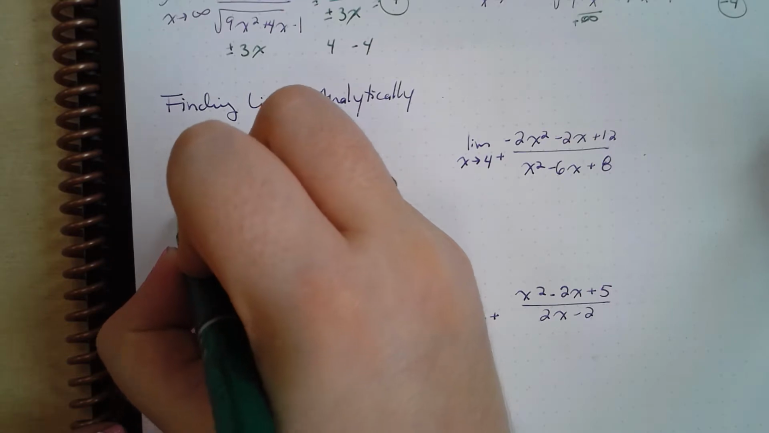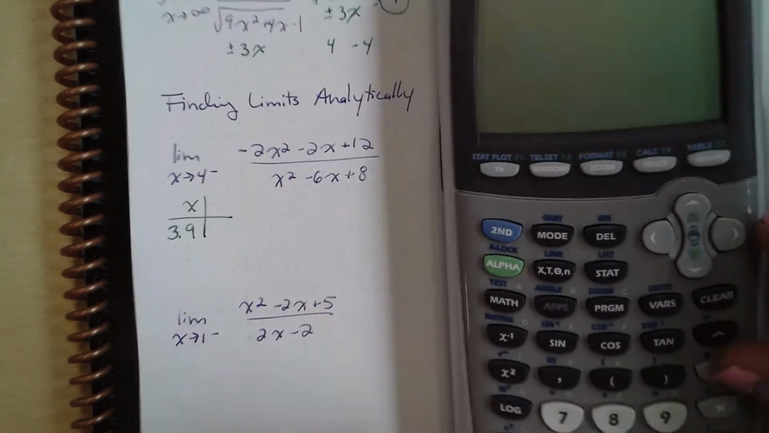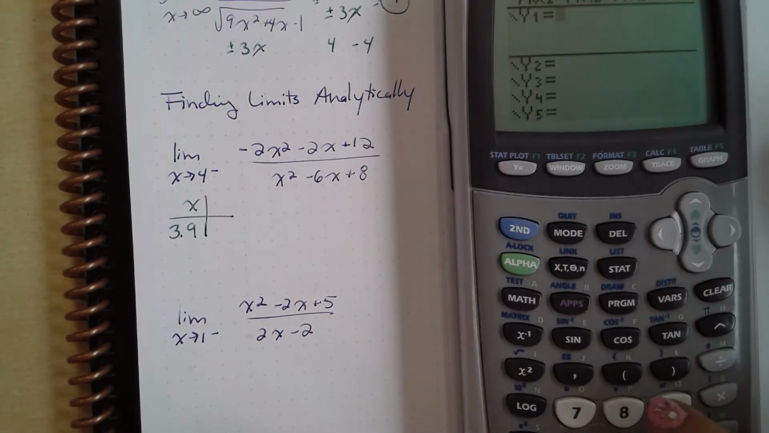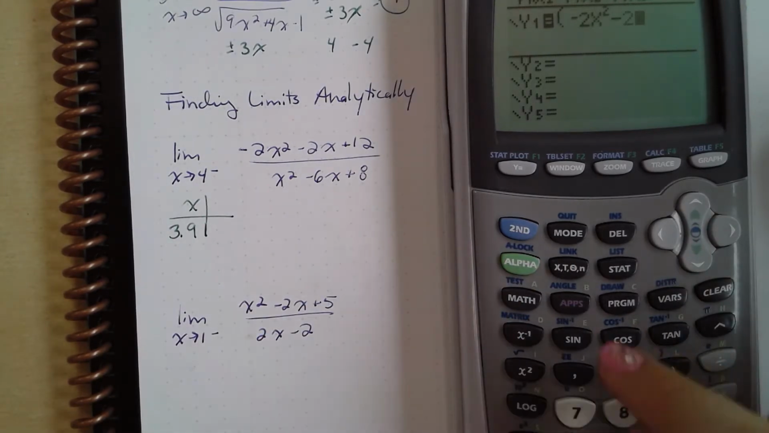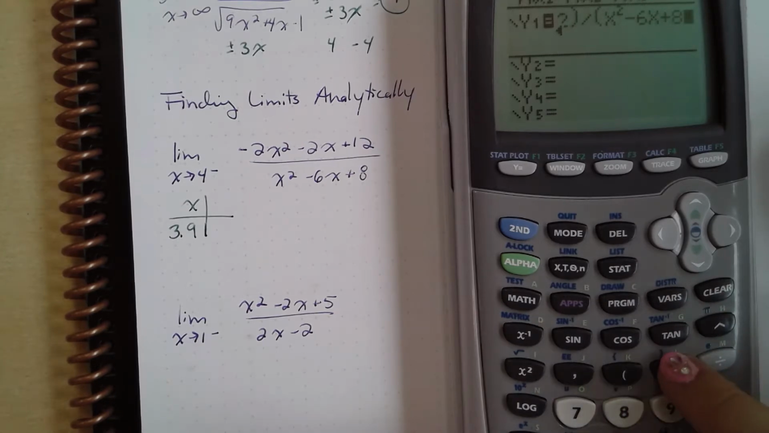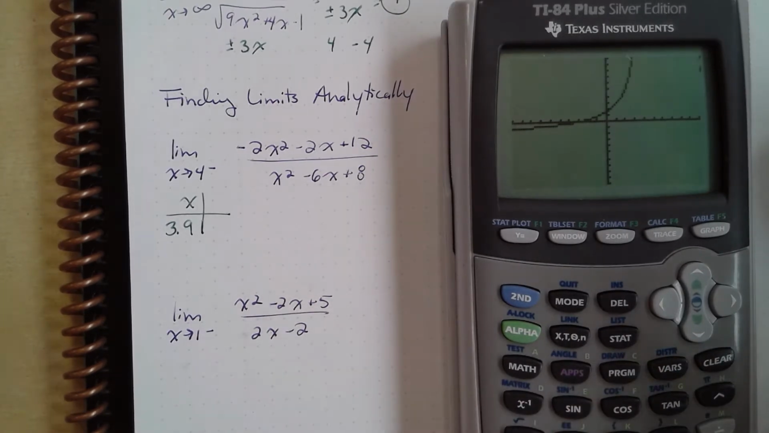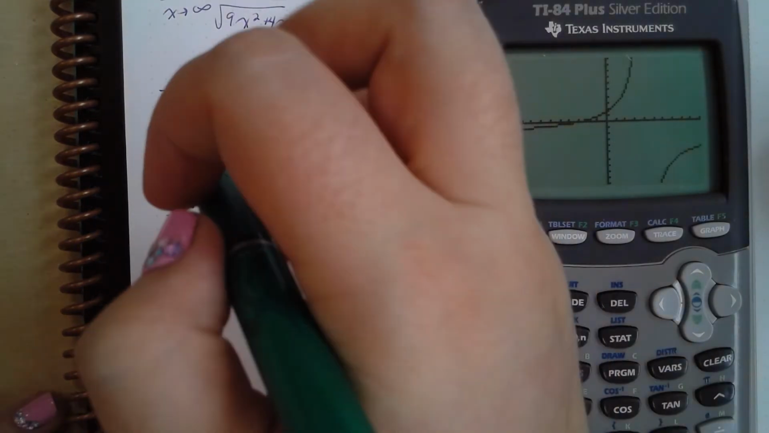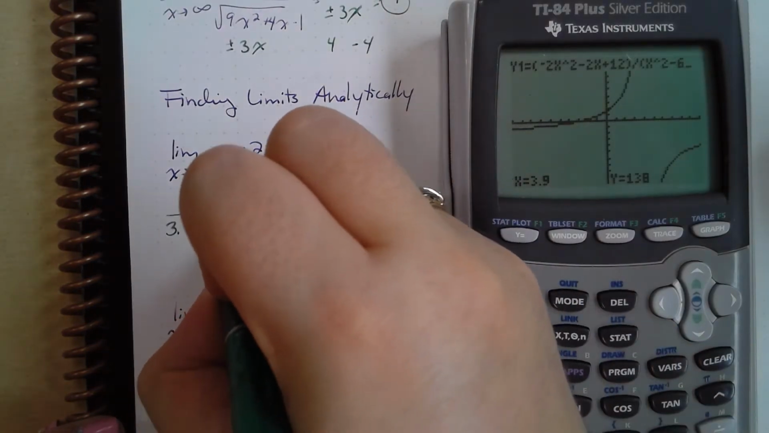So I'm going to choose x equal to 3.9, right? To make this simpler for myself, I'm going to put this into my calculator so that I can just calculate this easily. Minus 2x plus 12 divided by x squared minus 6x plus 8. And since I'm using this for 2 problems, this will make life much easier for me. So if I put in 3.9 and I trace 3.9, I get 138, right?